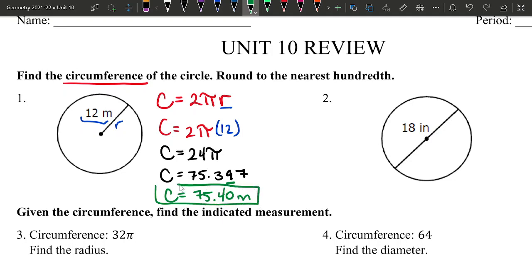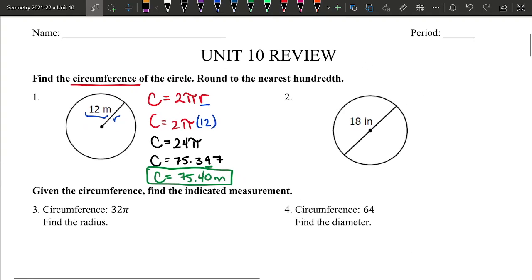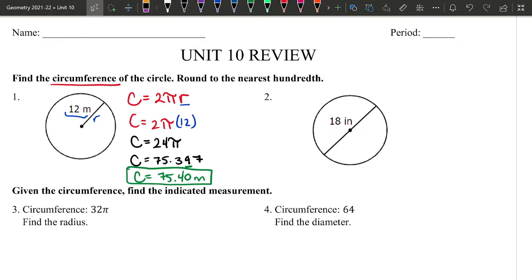All right, so again, we used the formula with the r in it because we were given a radius. In number 2, you can see that we're given the diameter because the line goes all the way across the circle and passes through the center. So in this one, this is the diameter, is 18. So you could still use the C equals 2 pi r, just you'd have to find the radius, which is dividing the diameter in half. But the circumference also equals pi times the diameter.